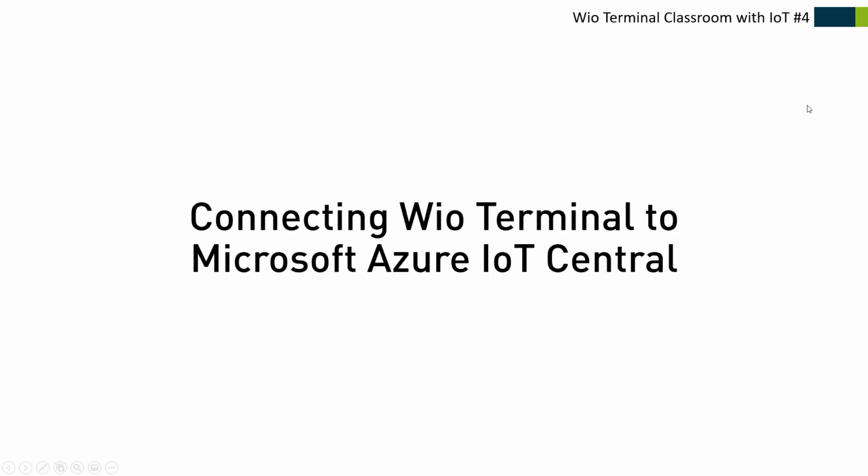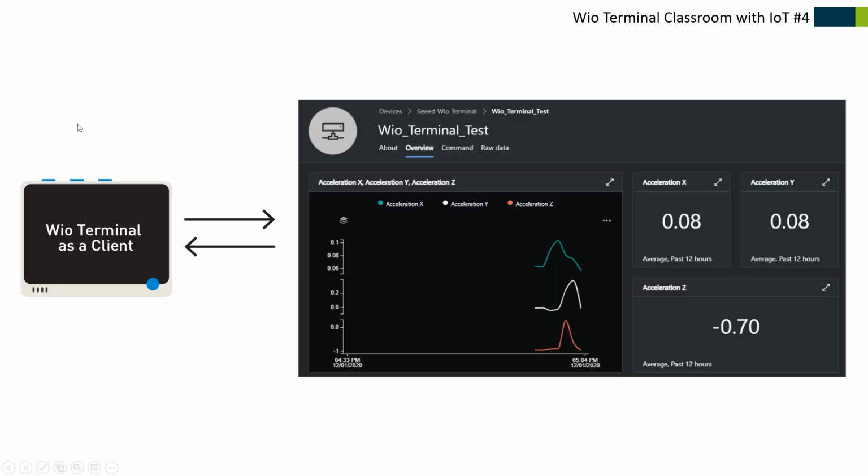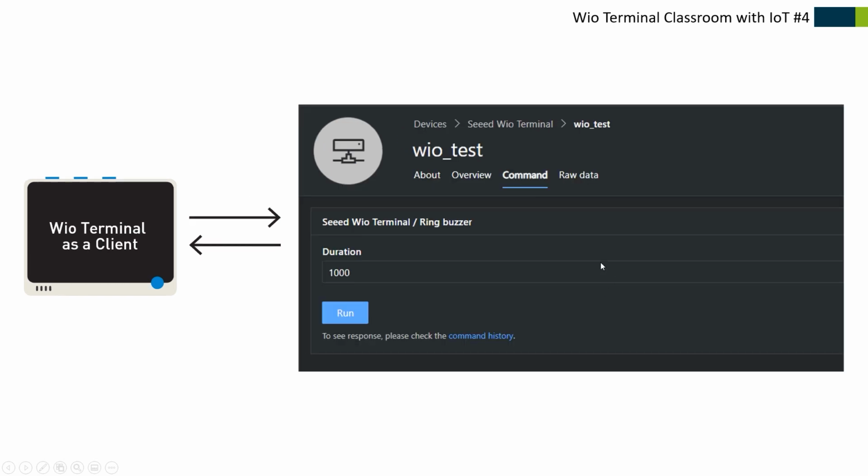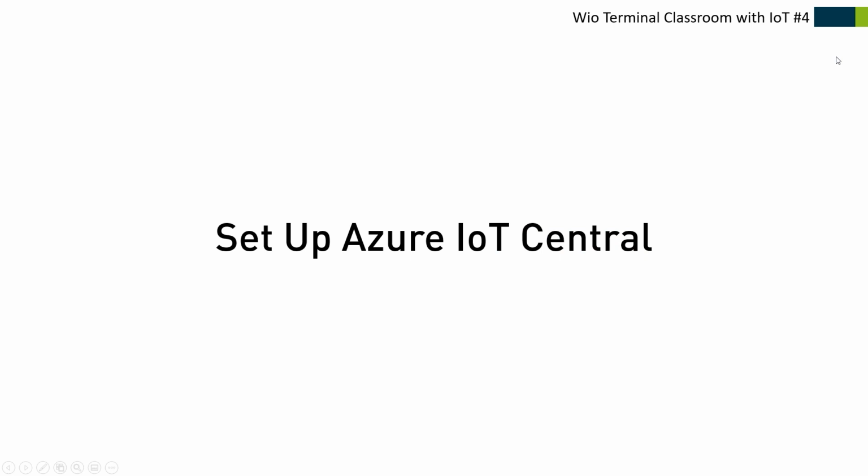Now let's move on to connecting the Wio Terminal to Microsoft Azure IoT Central. Here the Wio Terminal will act as a client and connect to Microsoft Azure IoT Central and visualize the accelerometer data from the Wio Terminal on dashboards. Also, Azure IoT Central will be used to beep the inbuilt buzzer on the Wio Terminal. So first we need to set up Azure IoT Central.